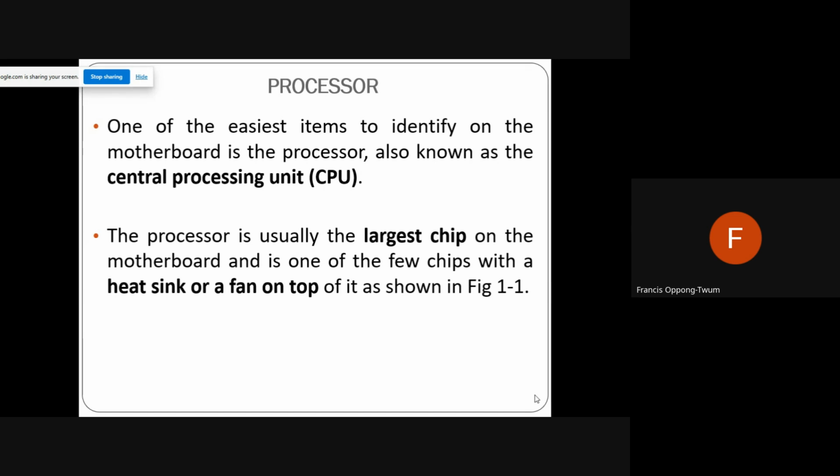One of the components that is connected to the motherboard is the processor. It is one of the easiest items to identify on the motherboard. When you take your computer motherboard, one of the things you'll be able to identify is what we call the processor. We've already established that it is known as the CPU, or the central processing unit. We also have to note that the processor is regarded as the largest chip on the motherboard. There are two chips on the motherboard, but the largest chip is the processor.